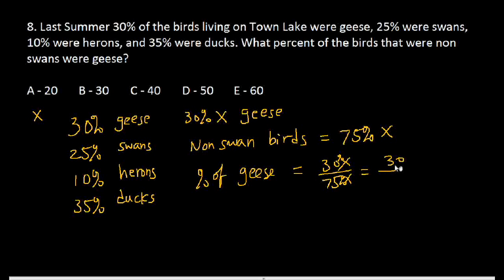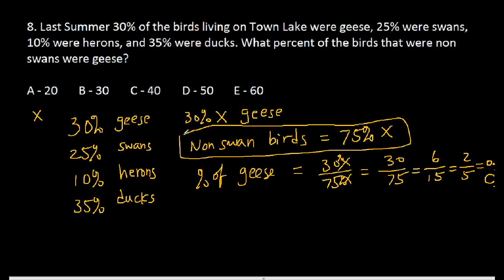Equal to 30 over 75, which is 6 over 15, 2 over 5. This is 0.4, so it's 40%. Answer is C. Please pay attention, we need to calculate the non-swan birds first. Then what's the percentage of geese over that total amount?